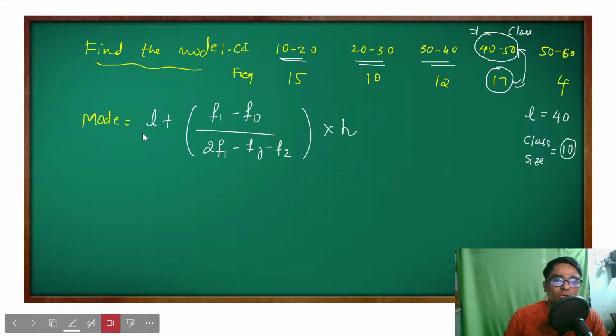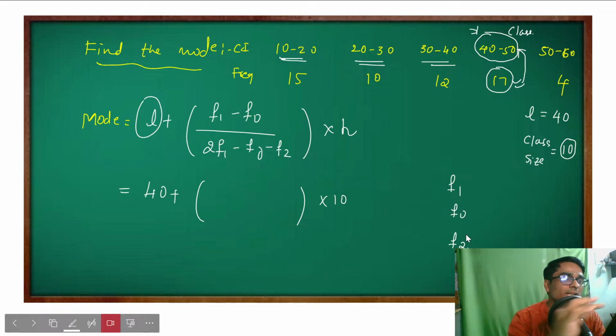Now we have got two values. L we got 40, plus we got H also, that is 10. Now we have to get this F1, F0, F2. We have to get F1, F0, F2.